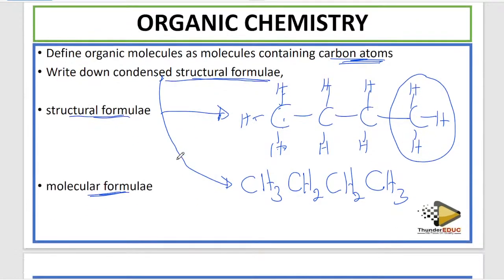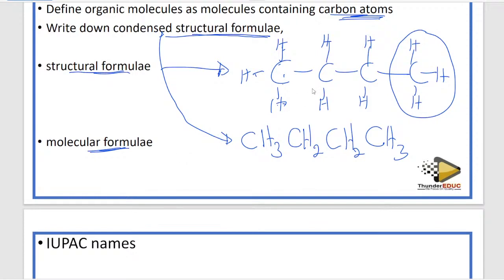What about the molecular formula? When you talk about the molecular formula, you count how many hydrogens and how many carbons are in there. For example, 1, 2, 3, 4. So I have 4 carbons. And how many hydrogens do I have? 1, 2, 3, 4, 5, 6, 7, 8, 9, 10. So I have 10 hydrogens. So this one becomes the molecular formula. This one becomes the condensed structure formula, where I don't show the bonds, while this one becomes the structure formula, where you show all the bonds.